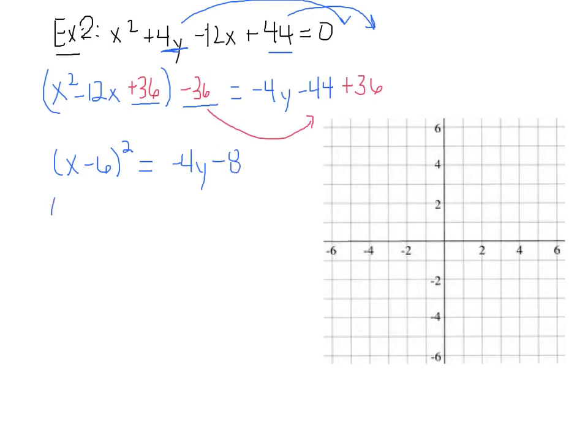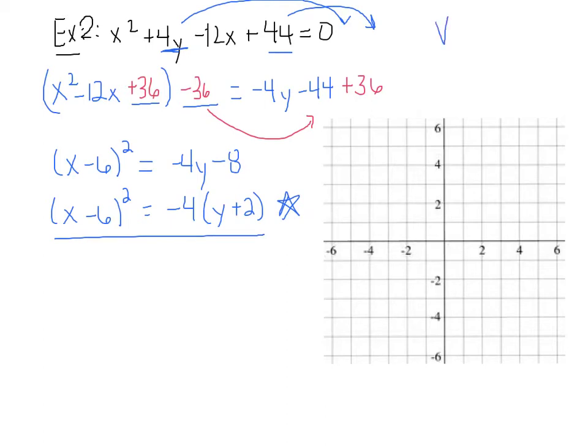And then we need to factor out the coefficient that is in front of the y. So we're going to factor out the negative 4, and that would be y plus 2. Okay, so this right here is my standard form. That's going to give me some information about the vertex. So I'm going to write my vertex over here. My vertex is the ordered pair (6, negative 2).